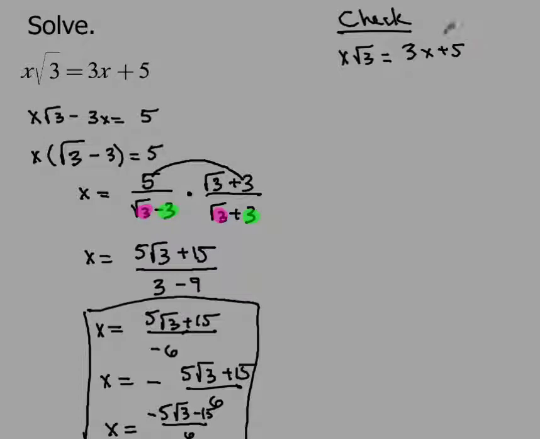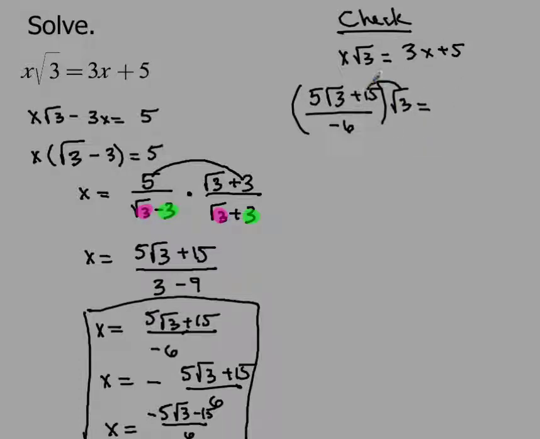Now the first thing we'll do after that is we're going to substitute. I'm going to go with the very first version of the x that we got, 5 square root of 3 plus 15 over negative 6. I'm going to substitute that in for x. So I'm going to have 5 square root of 3 plus 15, all that over negative 6. That is going to be multiplied by square root of 3. On the other side, I'll come to the other side here in a second. Let's just clean this guy up.